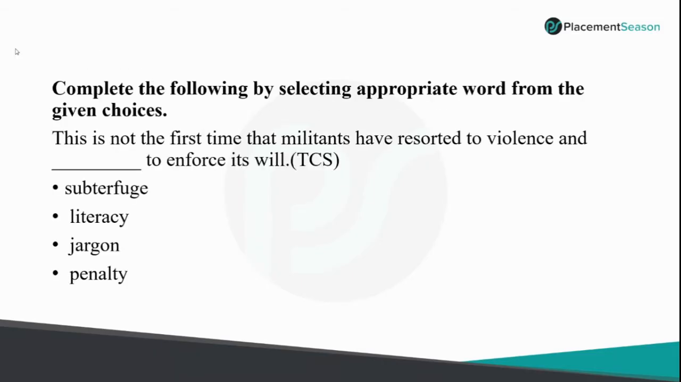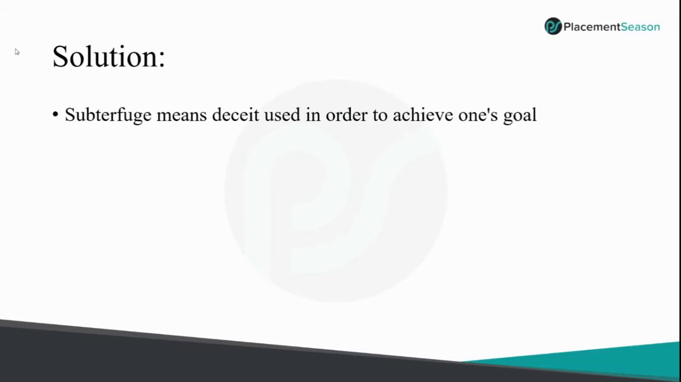Now coming back, violence and literacy don't make sense. Violence and jargon, again, jargon is complex, don't make sense. Violence and penalty cannot come together. A punishment. How can violence and punishment come together? Militants can't punish us. They only can deceive us. They can trick us into doing what they want. So violence and subterfuge is the right answer over here. Let's move on to the next question.